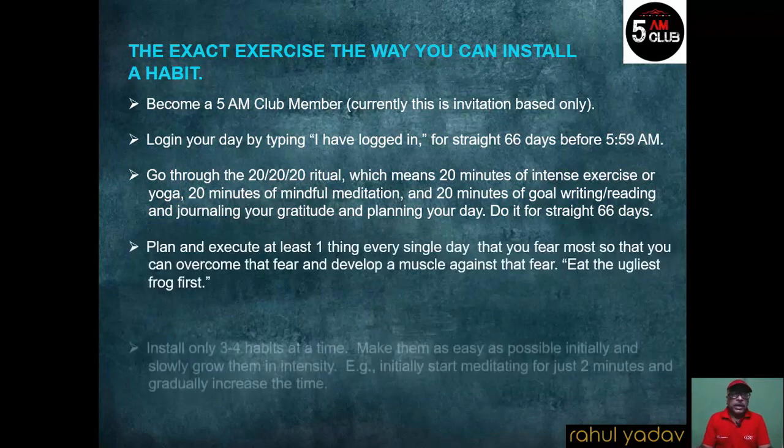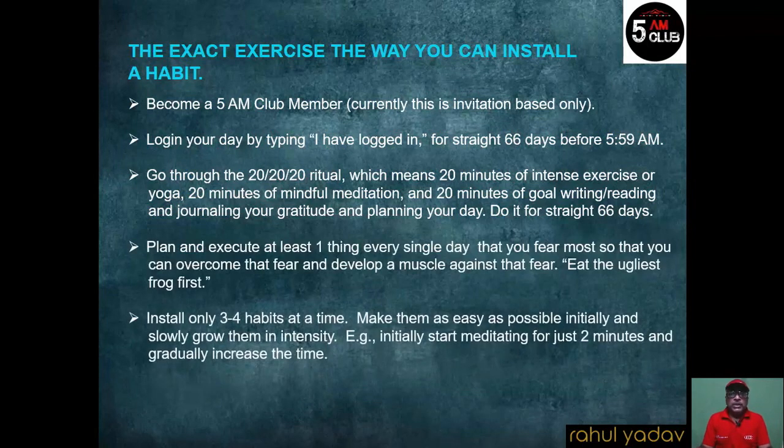Okay, now plan to execute at least one thing every single day that you fear most, so that you can overcome the fear and develop a muscle against that fear. Okay, so we call it eating the ugliest frog first. An example can be reading a book. If you don't like reading a book and you want to install the habit of reading a book, keep it on priority. Okay, read at least 1 page, 2 pages, or 5 pages, or 10 pages, whatever you are comfortable with. Then only you can install that habit. So this is just like eating the ugliest frog first.